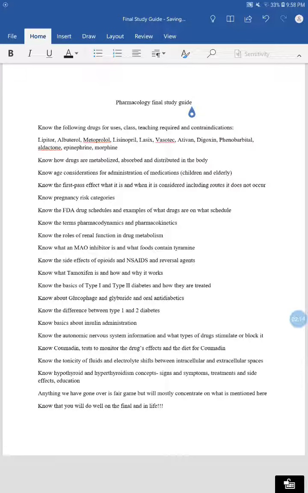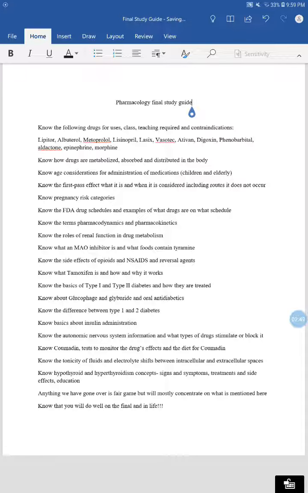So if you remember schedules 1 through 5, know what the difference is between each schedule, and what the drug schedule even means to begin with. No, I think I went over that already. Pharmacodynamics and pharmacokinetics. Renal function and drug metabolism, we talked a little bit about that. So what you would do with regard to renal function, having to do with metabolism, always remembering that excretion happens most often in the kidneys.